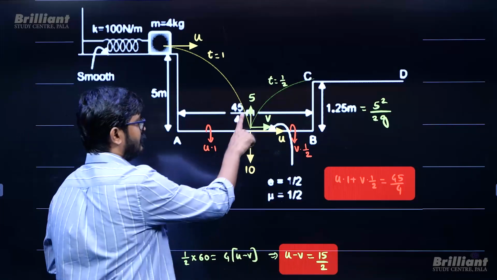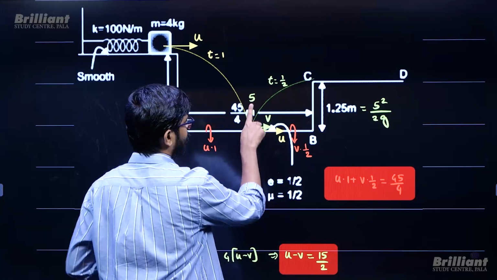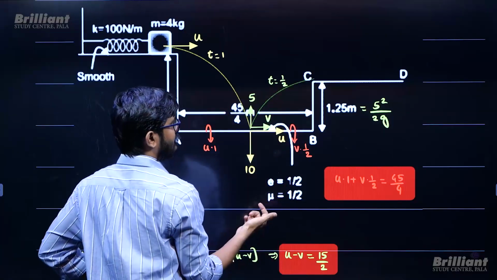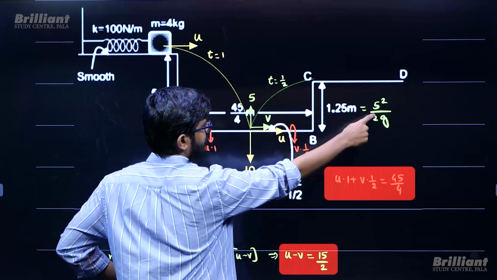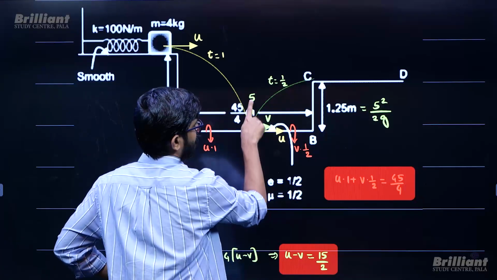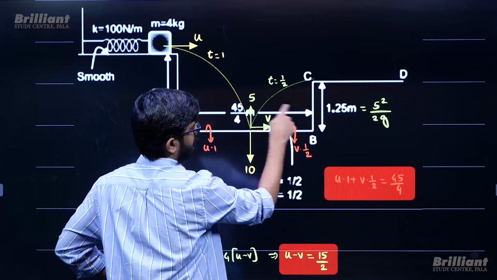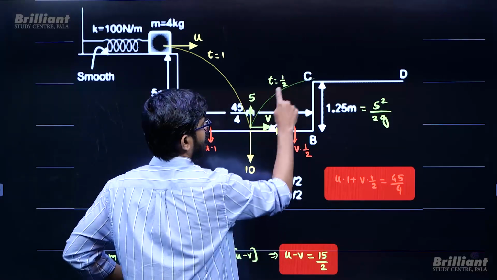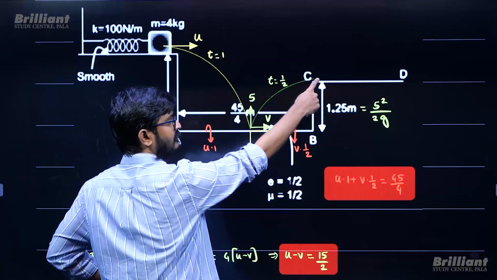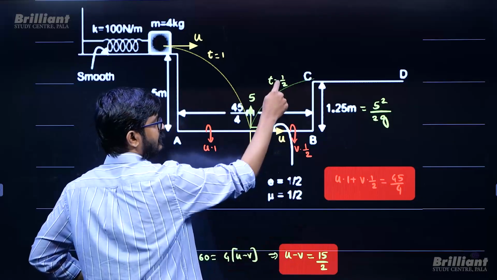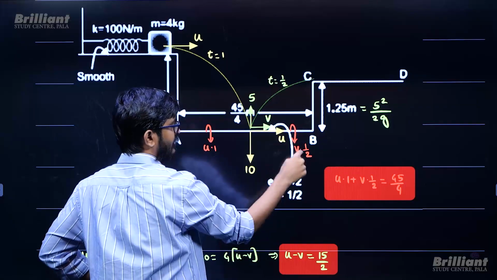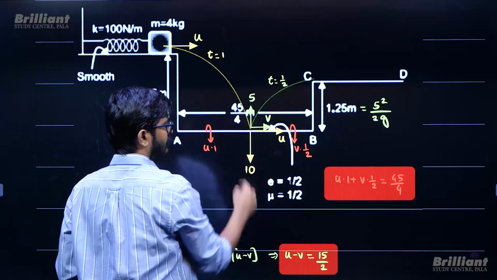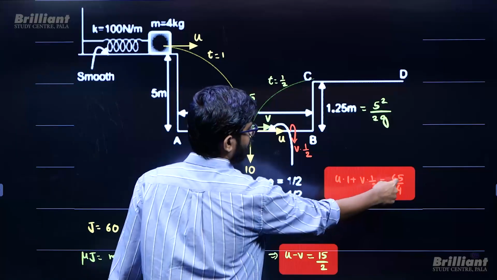Now apart from that, you can see here its speed is 5, and time taken to reach maximum height is u by g. u by g is half second, or you can see maximum height is u square by 2g, which will turn out to be 1.25. So basically you need to understand this is going to be the topmost point of the next projectile, which will take only half second. In half second, what is the distance traveled along horizontal? That is v into half. So this total distance is u into 1 plus v into half, which is 45 by 4.